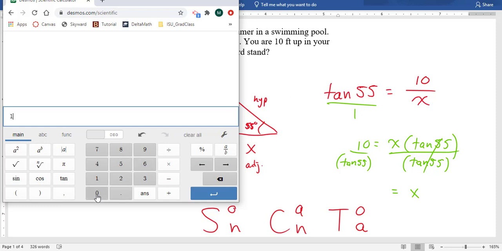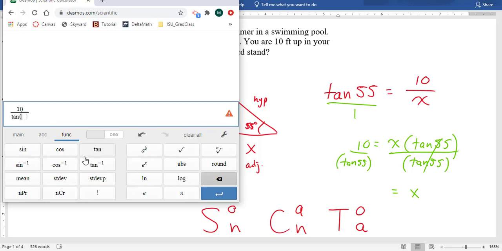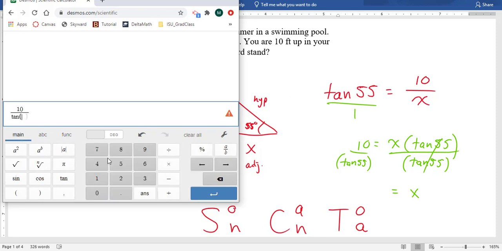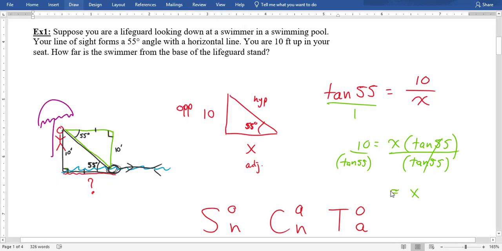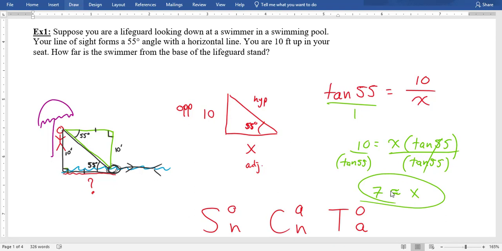Then I go to my handy dandy graphing or Desmos scientific calculator and ask, what's 10 divided by tangent of 55? Looks like it's 7.00, so I'll just say about 7. I'll use this little about symbol instead of equal to. So the lifeguard and the swimmer are about 7 feet away. Okay, let's take a look at another example.